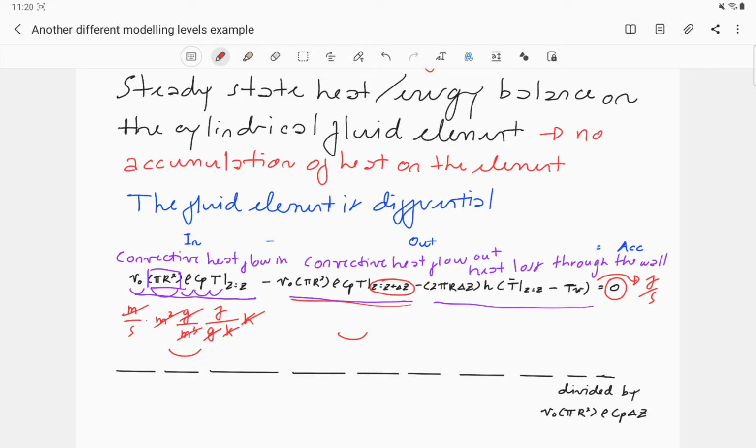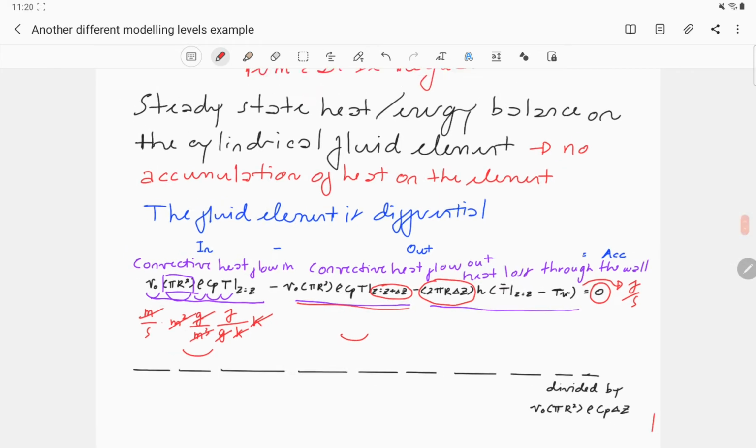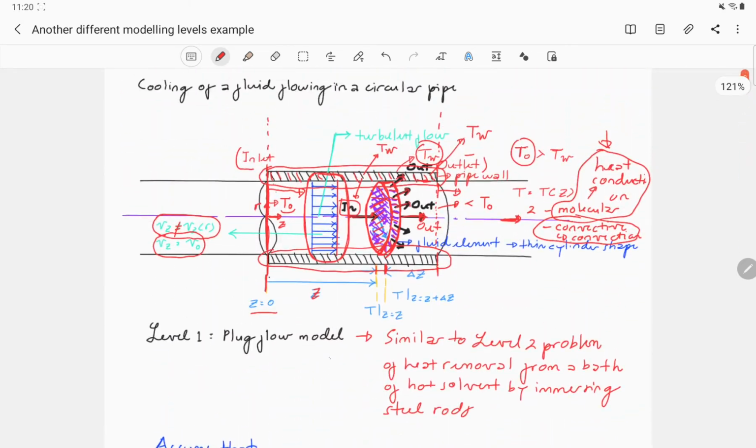So we are dealing with basically the elementary differential balances. Now for the heat loss through the wall, we are dealing with the surface area where it applies, which is 2 pi R delta Z. So in this particular picture in here, this refers to this particular surface area in here.